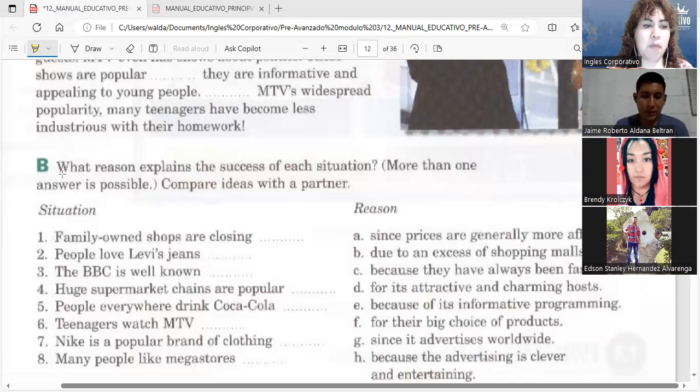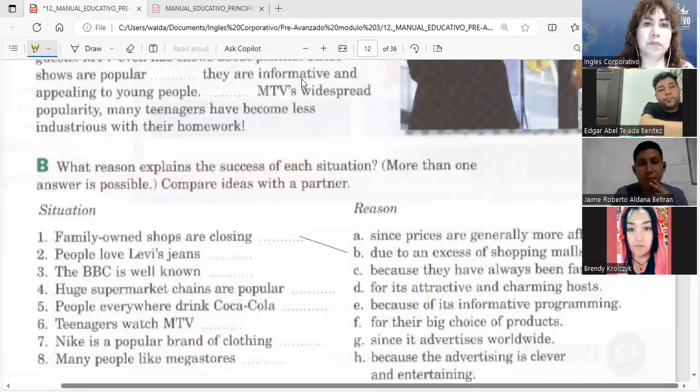Family-owned shops are closing. Option B, due to an excess of shopping malls. Do you agree? I agree. Yes, teacher. Okay, good. All right, I'm gonna do this a little bit thicker.